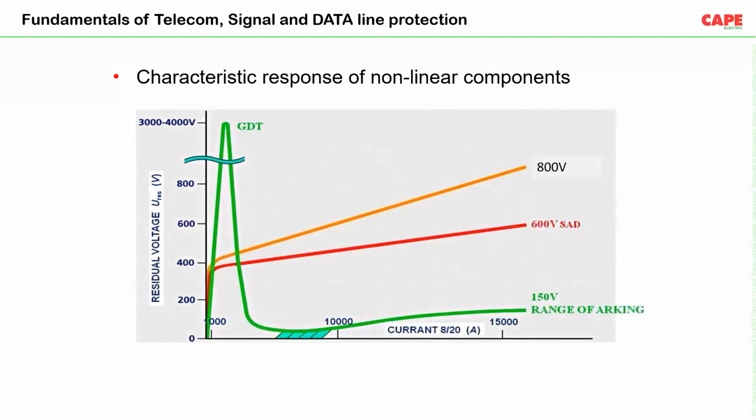Now, these are the characteristics of these non-linear components. You can see that the GDT is clamping at around 3 to 4,000 volt, whereas residual voltage across the metal oxide varistor is around 800 volt, and residual voltage across the silicon avalanche diode is around 600 volt. So the clamping voltage for the silicon avalanche diode is least, whereas the MOV is a little bit higher, and the GDT has a very high clamping voltage.